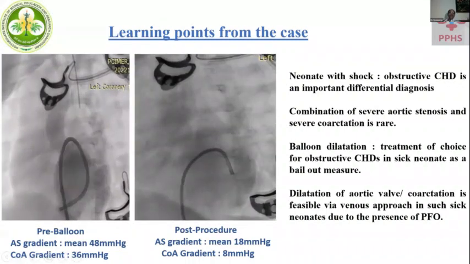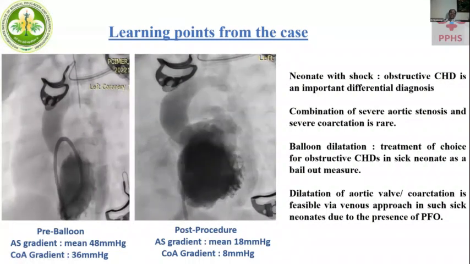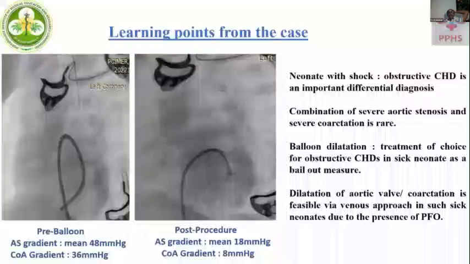Thank you very much, Vinod. It was an excellent presentation, and I think you have highlighted the difficulties in getting femoral arterial access in a patient who is in shock and has severe coarctation.